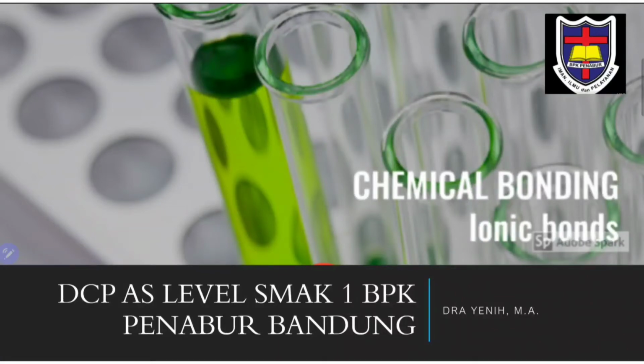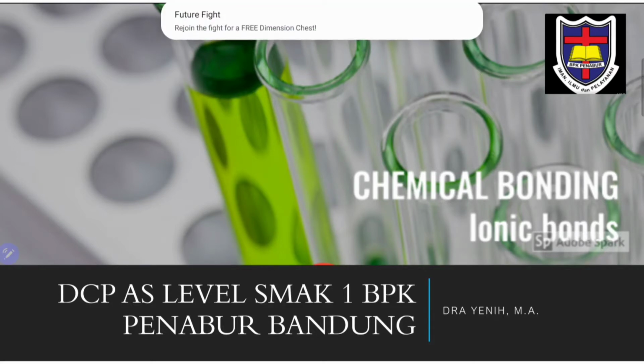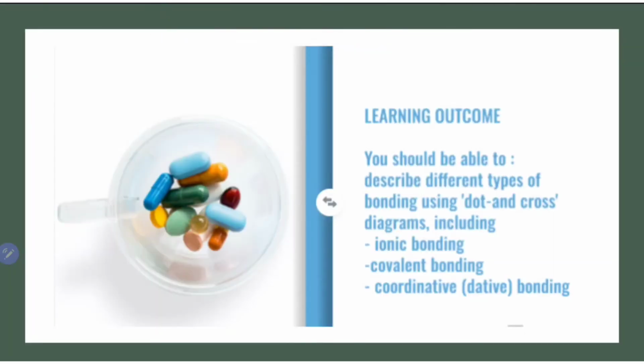Hello students, after you finish chapter 1 and chapter 2 about stoichiometry and atomic structure, we want to continue our lesson with chemical bonding. The topic for today is ionic bonds. The learning outcome: you should be able to describe the different types of bonding using dot and cross diagrams, including ionic bonding, covalent, and coordinate or dative bonding.